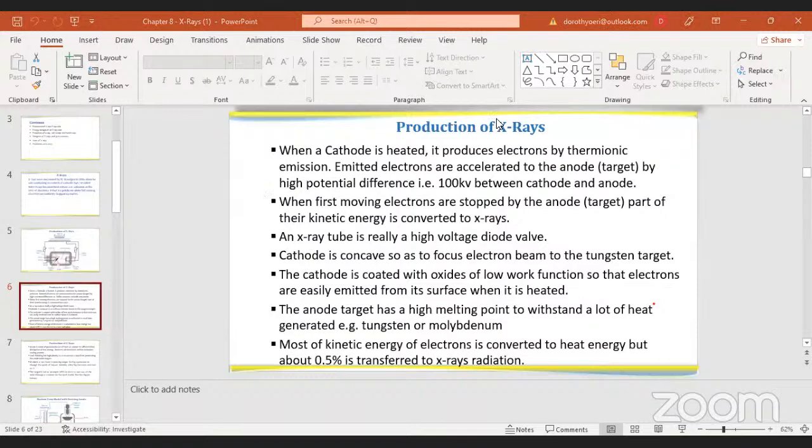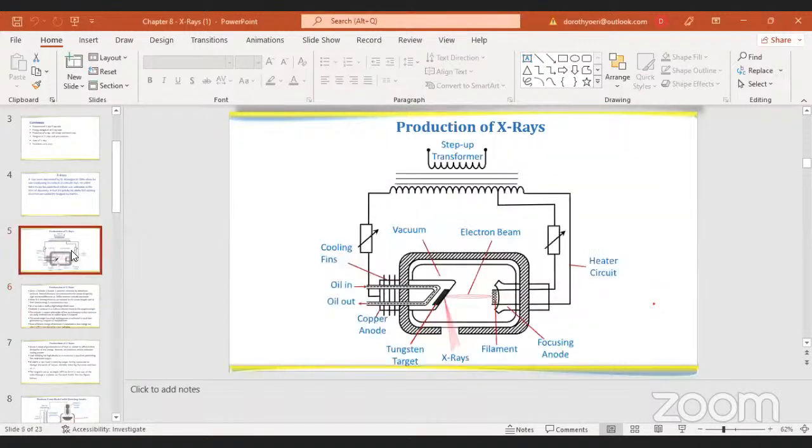Somebody's taking me back there. Why the cathode is concave is for focusing the electron beam onto the tungsten. Remember, the electrons must hit or collide with the tungsten for there to be X-rays. So why it is concave in shape is to direct or to focus the electrons there.